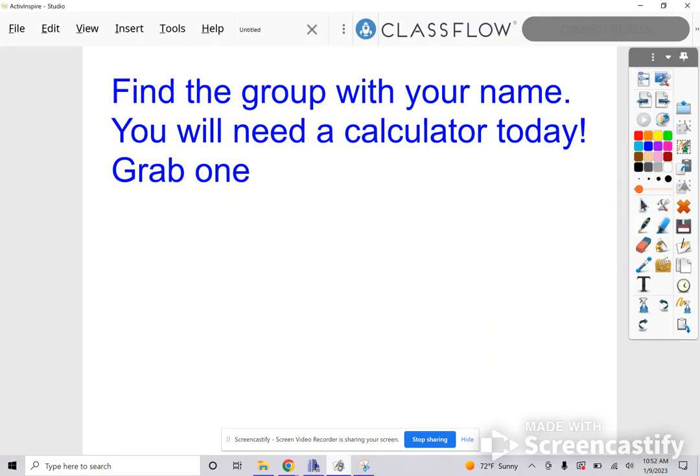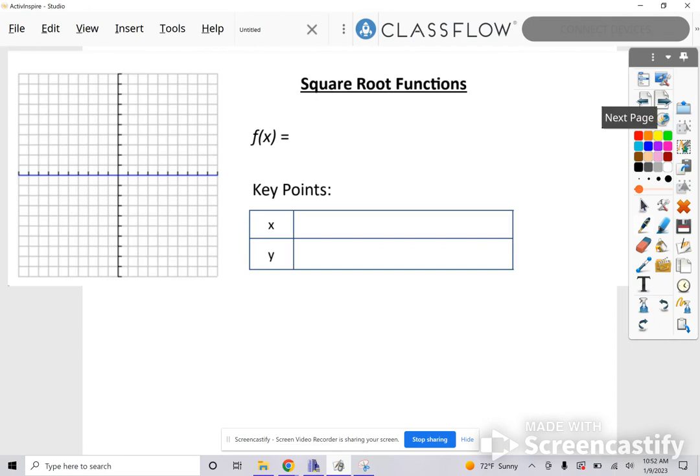You will need a calculator today, preferably a physical one if you have one. If not, that's fine. You can use the app that we got on the phone. Okay, here we go. So today we're going to be looking at two major things, and I'll probably be splitting this into two videos just as a heads up, but I'm going to try to squeeze it into one.